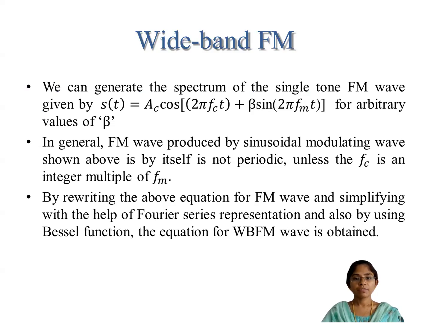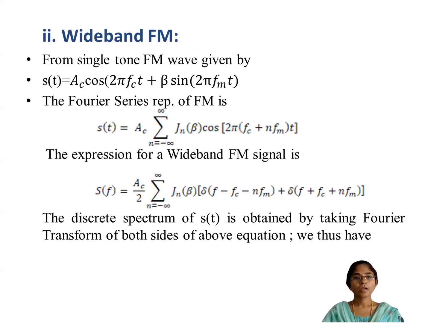So we'll rewrite the above equation for FM, and by simplifying the Fourier series representation also using Bessel functions, the equation for the wideband FM will be obtained. So after simplification, you will get s(t) equal to Ac into summation n equal to minus infinity to infinity Jn of beta cos 2 pi (fc plus n fm) t.